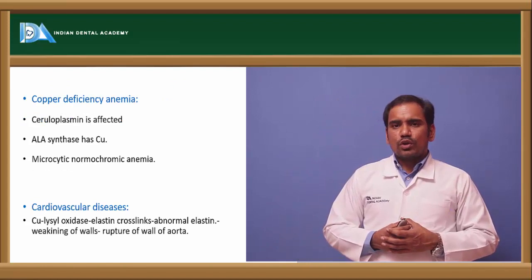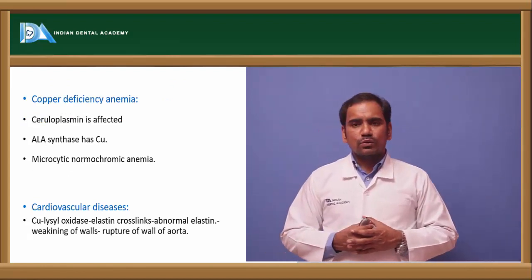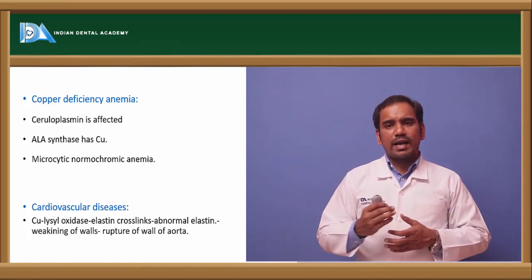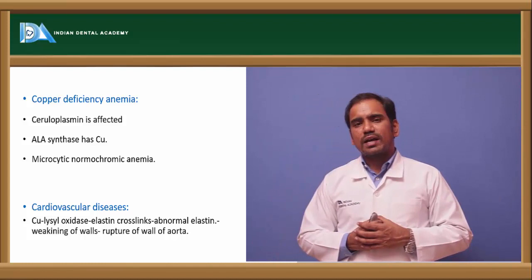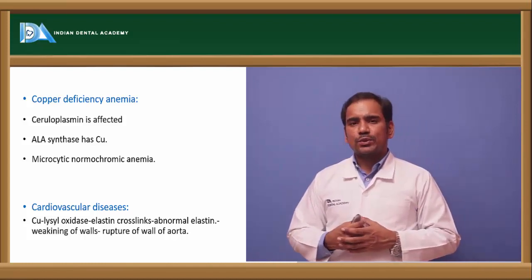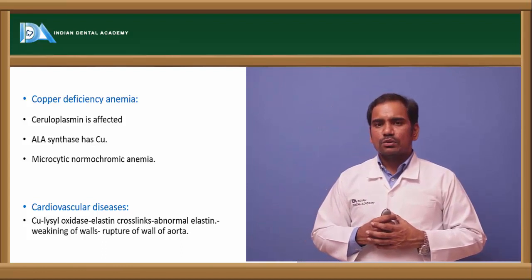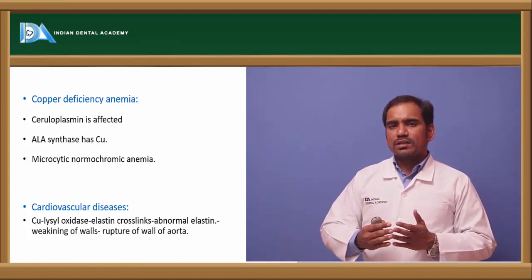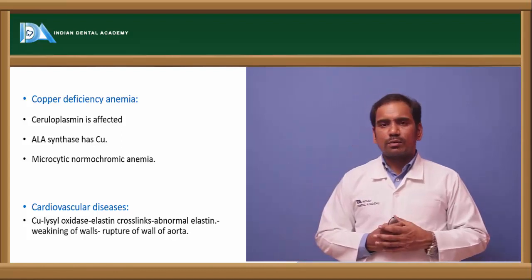And coming to copper deficiency anemia. As I told you, copper is involved in iron absorption. Whenever there is deficiency of copper, iron cannot be absorbed, which leads to deficiency of iron, and that leads to anemia. So that's how copper deficiency is related to anemia. We call it copper deficiency anemia.